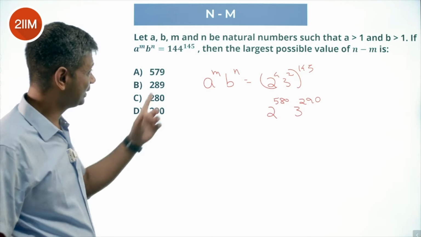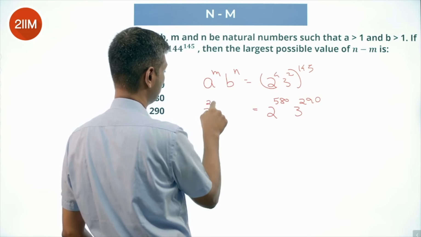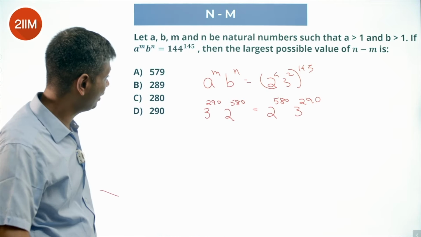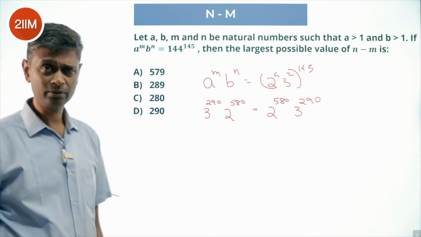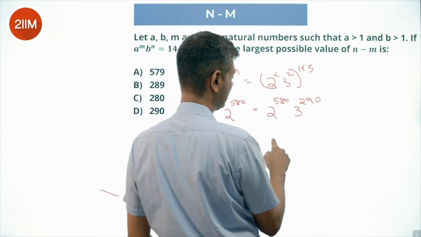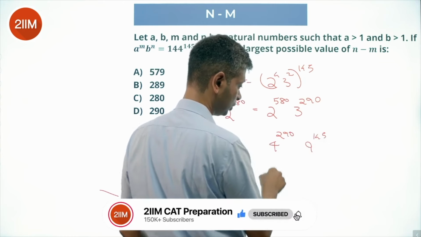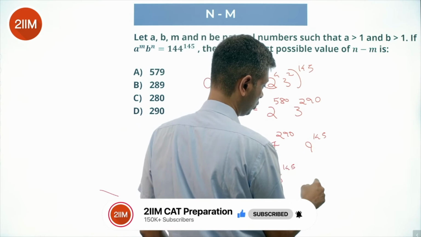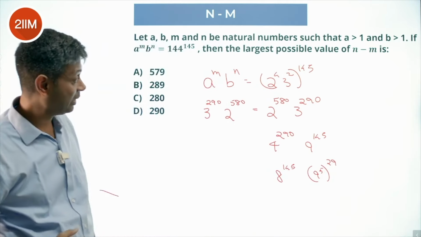So I can say this is equal to, a could be 3, 3 power 290, and 2 power 580. Then n is 580, m is 290. n minus m is 580 minus 290. We're going to pause a second, because we've not been told that a and b are prime. So this number, 2 power 580, can be written as 4 power 290. This can be written as 9 power 145. This can be written as 8 power 145. This can be written as 9 power 5, whole power 29. So many different combinations are there. a and b need not be 2 and 3 or 3 and 2.